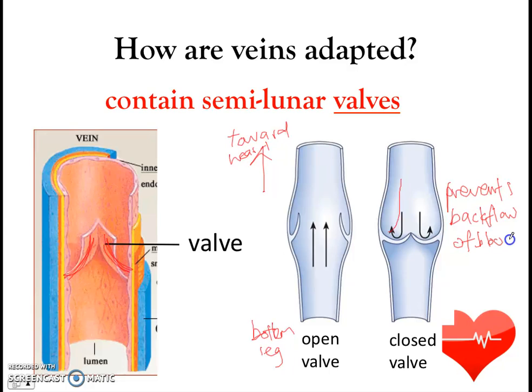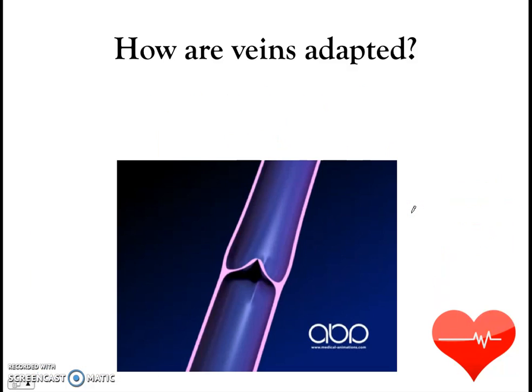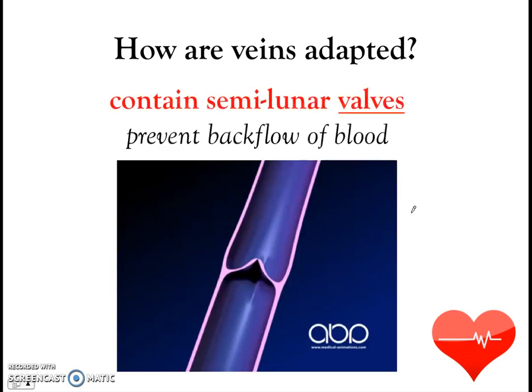And this is very important in veins because blood is at a very low pressure. Without the valves, blood might actually flow backwards. Alright, so we say that veins contain semilunar valves which prevent the backflow of blood.